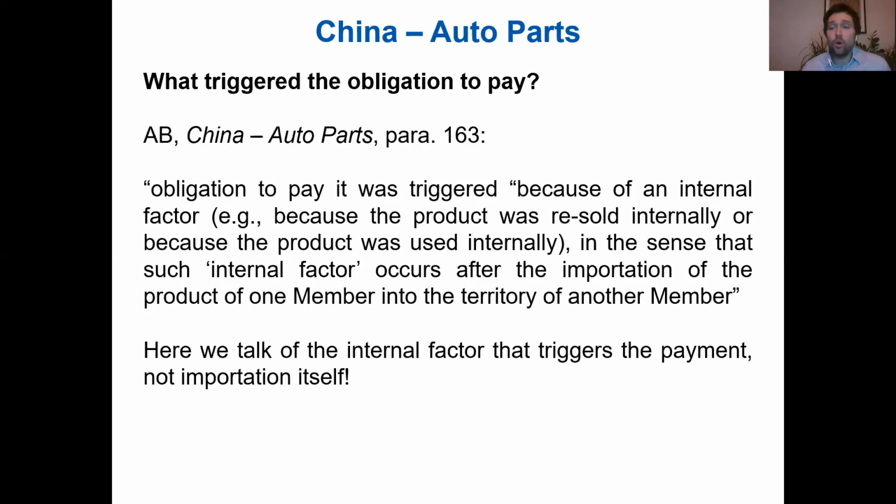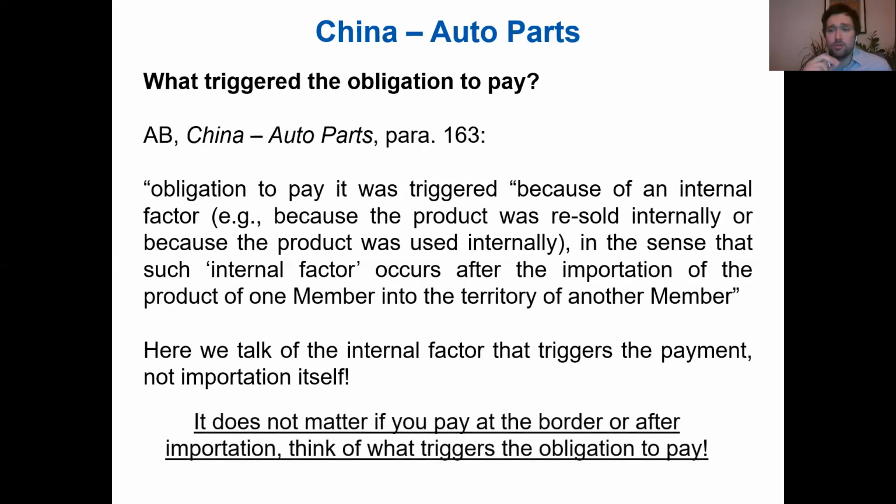So Article 2 only works when we really talk of crossing the border, of imports. Article 3 works with any payments that relate to internal events, something that happens within the borders. And most importantly, I even emphasize it here, underlined, it doesn't matter if you pay something at the border or already after the border has been passed.